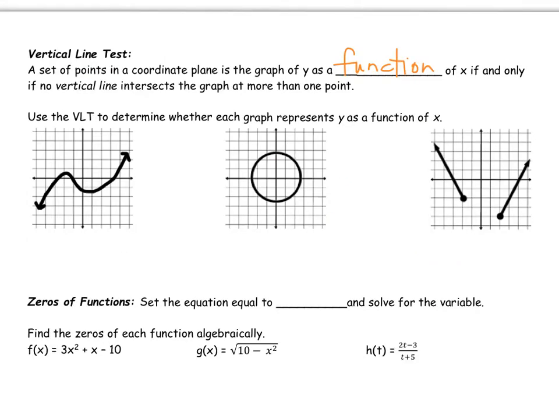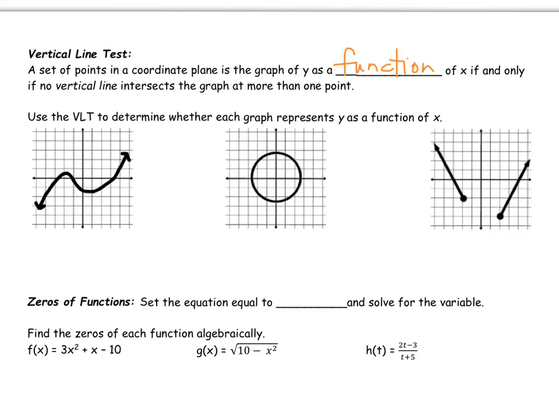The vertical line test is a little bit easier than interpreting all that data on the graph. So let's go with the definition. A set of points in a coordinate plane is the graph of y as a function of x if and only if no vertical line intersects the graph at more than one point. And that would mean you wouldn't have repeating domain values, very similar to how we had our ordered pairs.